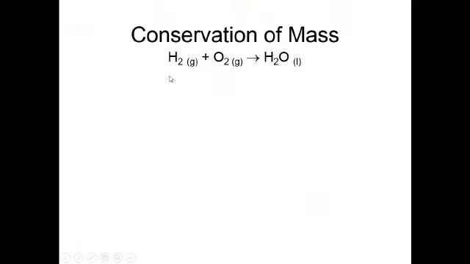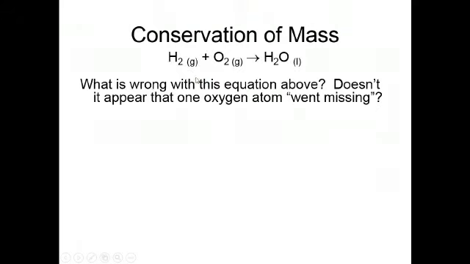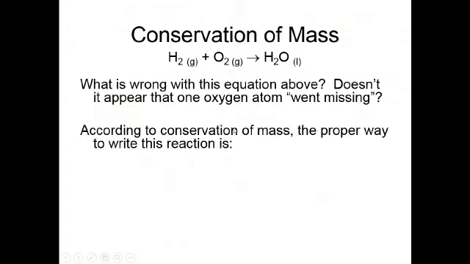Look at the mass. What is wrong with this equation above? Doesn't it appear that one oxygen atom went missing? Here we have two oxygen atoms, but in the product, we have one atom only. According to conservation of mass, the proper way to write this reaction is 2H2 plus O2 gives 2H2O.